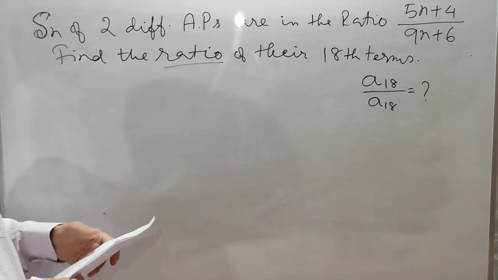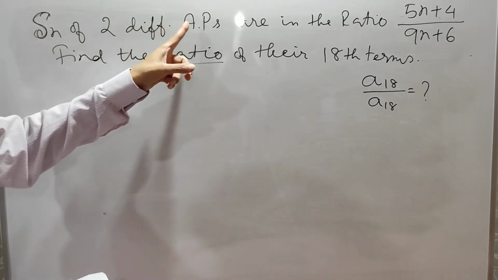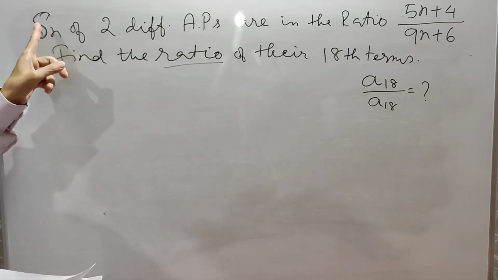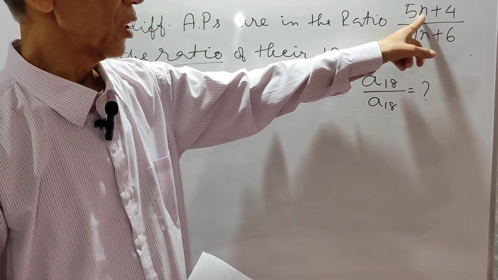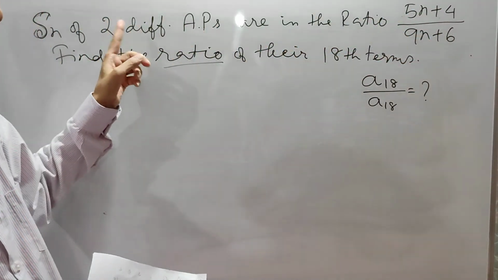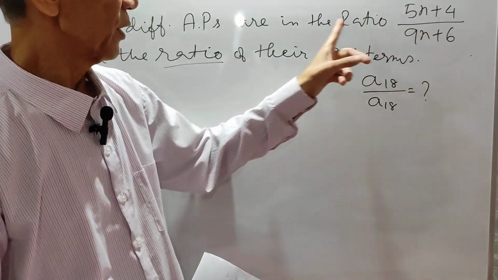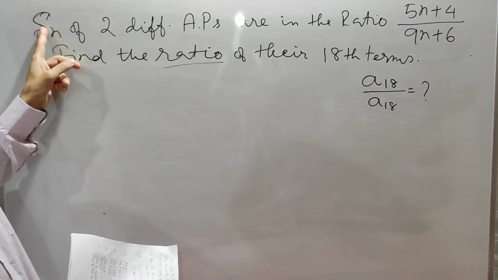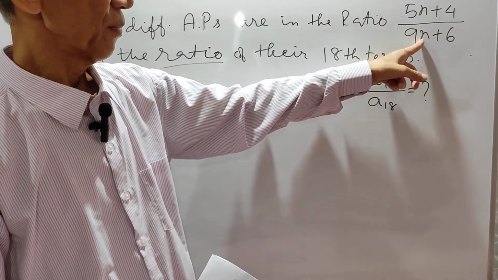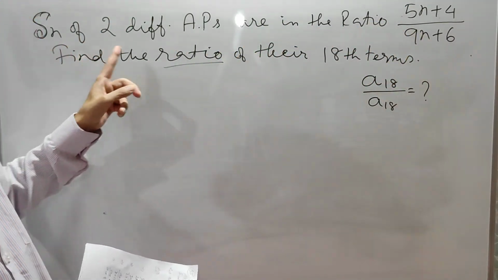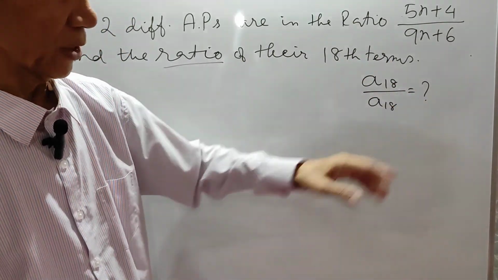All right. So again, see the question. There are two different APs. Now the sum of n terms of the first AP is 5n plus 4, and the sum of n terms of the second AP is this one. So the ratio is this one. The sums of n terms of two different APs are in this ratio. So you have to find the ratio of their 18th terms.